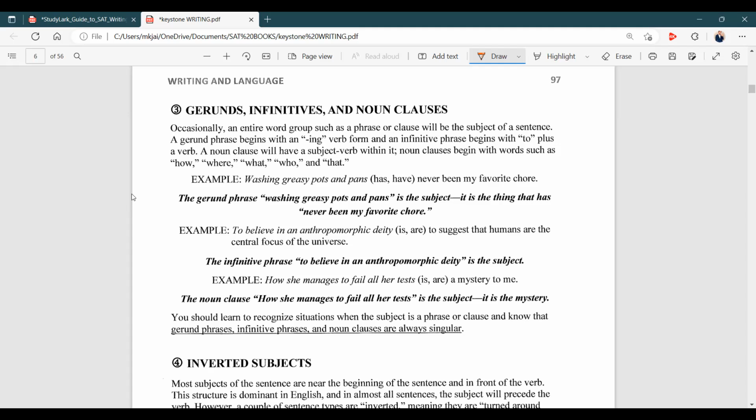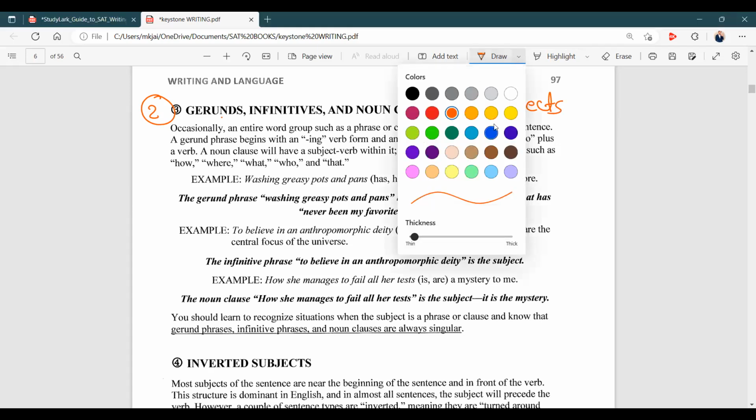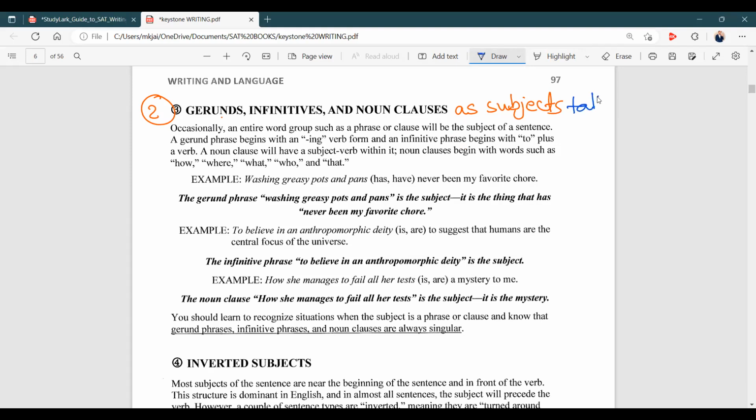Okay? All right. So what are we going to do next? The first rule is done. That's the second one. What's the second one? If your subject is a gerund, an infinitive, or a noun clause, what do they do? These subjects, gerunds, infinitives, and nouns as subjects, they take singular verbs. Yes, singular verbs.